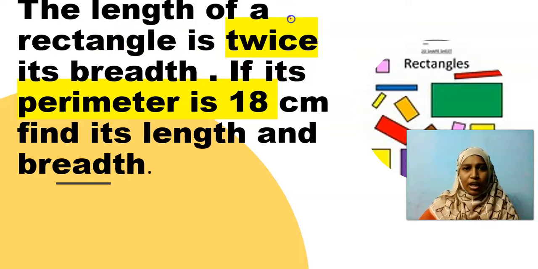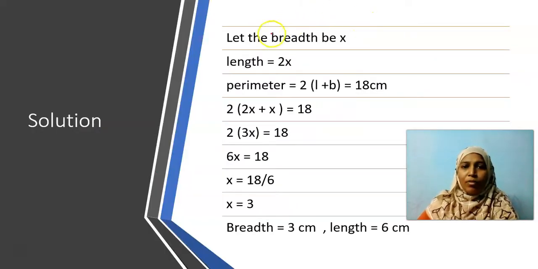To begin with, in mensuration, we have the length of the rectangle is twice, twice in the sense 2 times, 2 into its breadth, b. Breadth can be anything like b or x. If its perimeter is 18, they have given the perimeter and we have to find length and breadth. We don't know length, we don't know breadth, we know perimeter. But we know the relationship between length and breadth. What is that relationship? Length is 2 times breadth. So we can frame the equation.